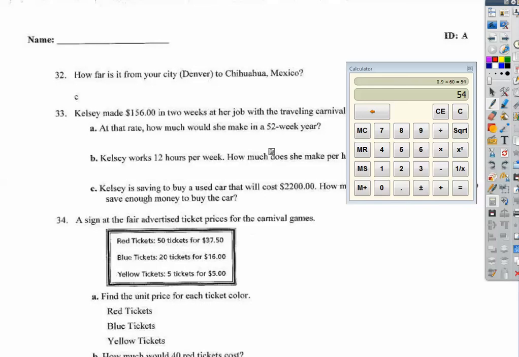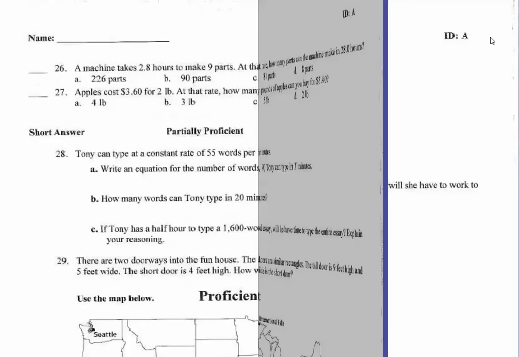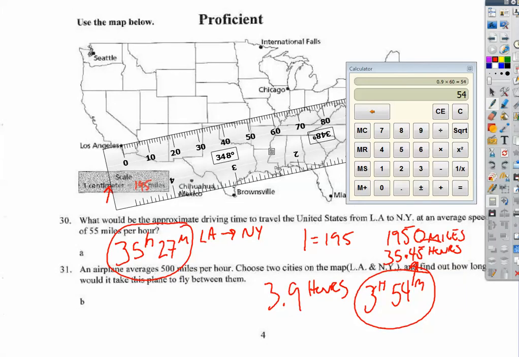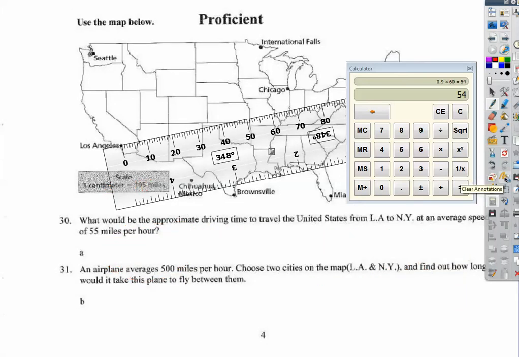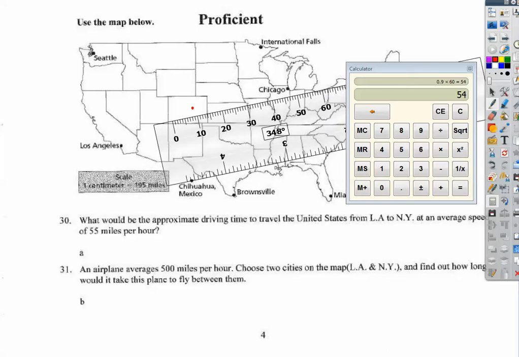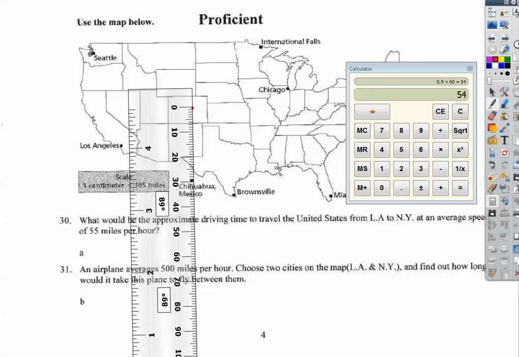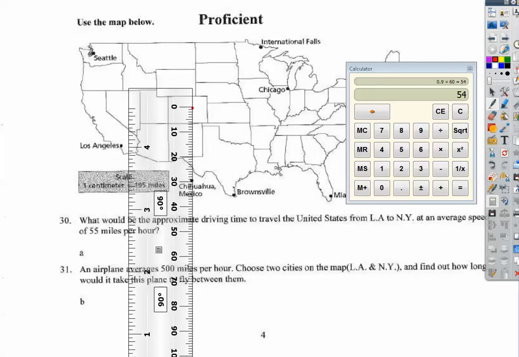How far is your city, that would be Denver, to Chihuahua, Mexico? All right, so let's go back to the map. All right, so Denver is about here in Colorado. So I'm going to place my 0 on Denver. I'm going to rotate it around. That's about 30 millimeters, which is 3 centimeters.